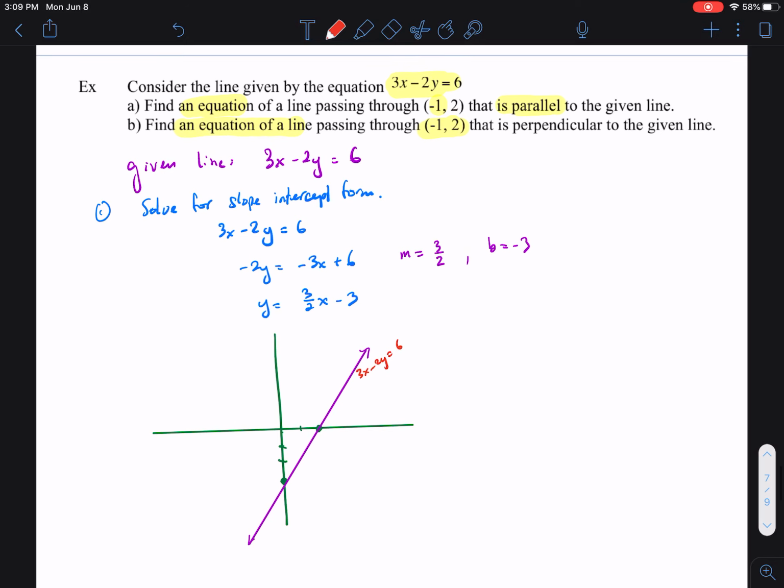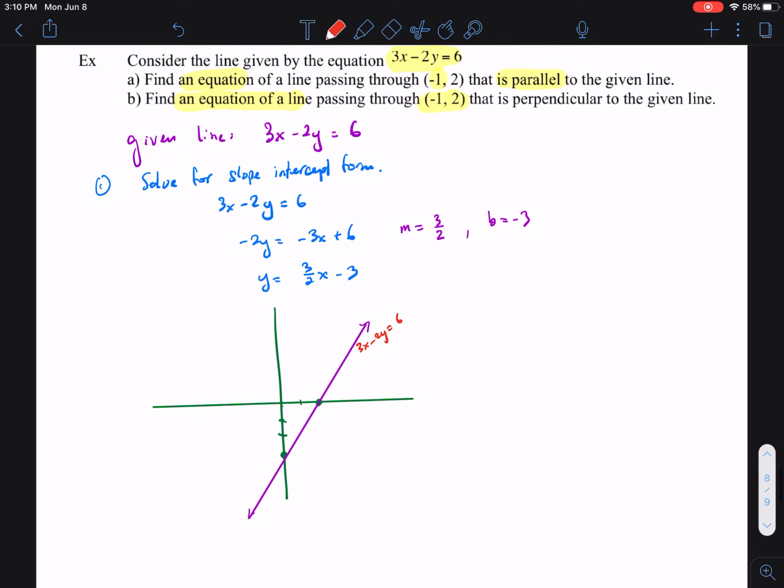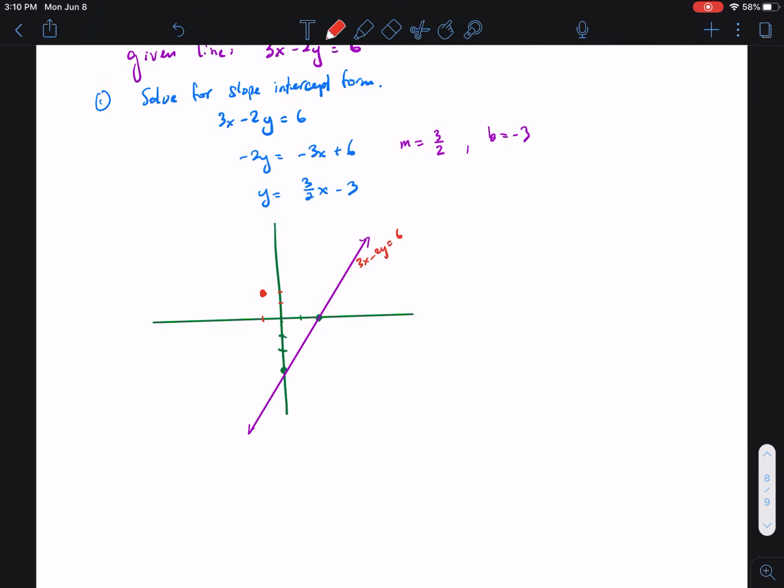So in this problem, we're asked to find two equations. Let's start with part A first. Part A is asking to find the equation of a line that passes through the point -1, 2. So -1, 2 is here. We want to find an equation of a line that passes through this point, let's do red, and is parallel to this line here. Okay, so that's part A.